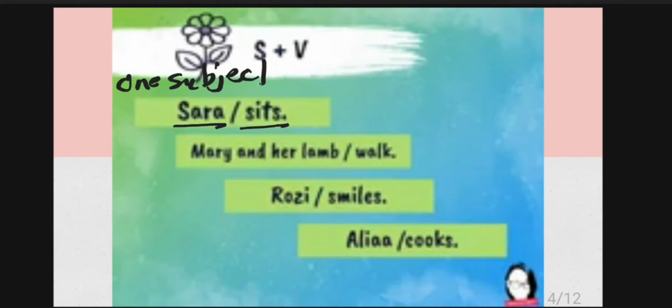So the verb should have S. See here? There's an S in the verb. Okay. Please be careful with the subject so that you can differentiate what kind of verbs you'll be using, whether you should put S or no S, ES or IES. So be careful, okay?